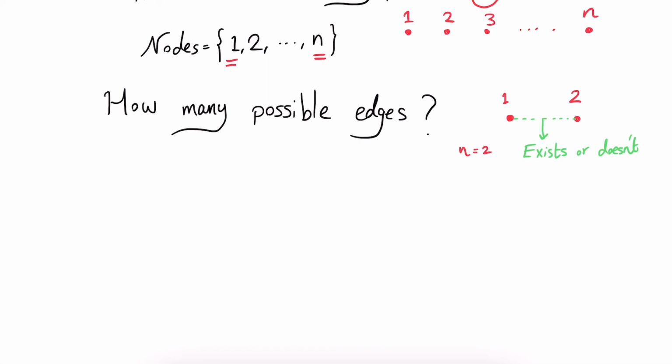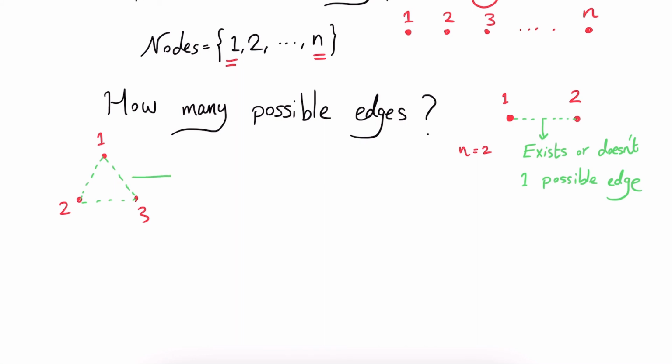So we have only one possible edge. Or, for example, if we had 3 nodes, 1, 2, and 3, there could have been an edge between nodes 1 and 2, or between nodes 2 and 3, or between nodes 1 and 3. Is there any edge that I'm missing? No, I've covered all of the edges that could possibly exist in this graph.